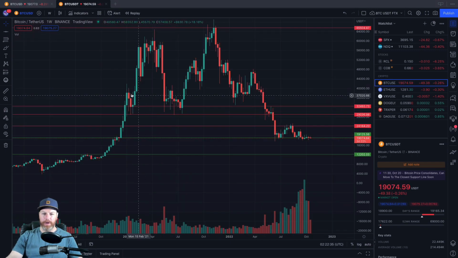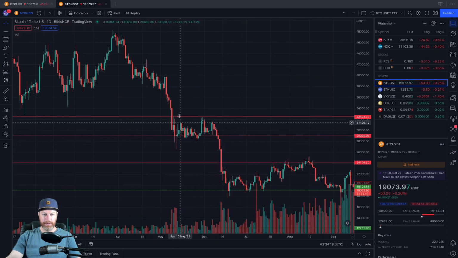So the main two types of triangle patterns are an ascending triangle, which is a bullish signal, and a descending triangle, which is usually a bearish signal. So I think I can see what looks like a descending triangle here in the price action that we've recently had in June on Bitcoin.